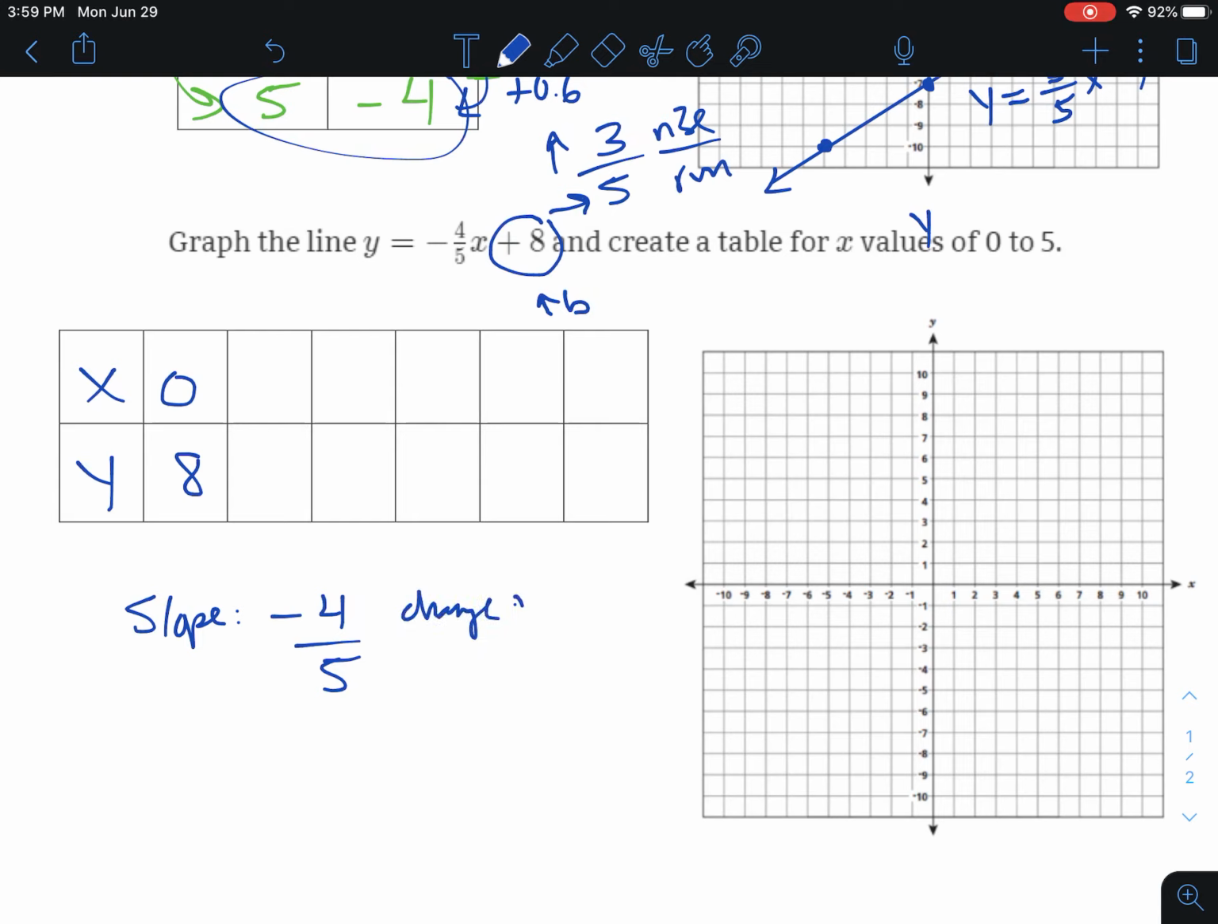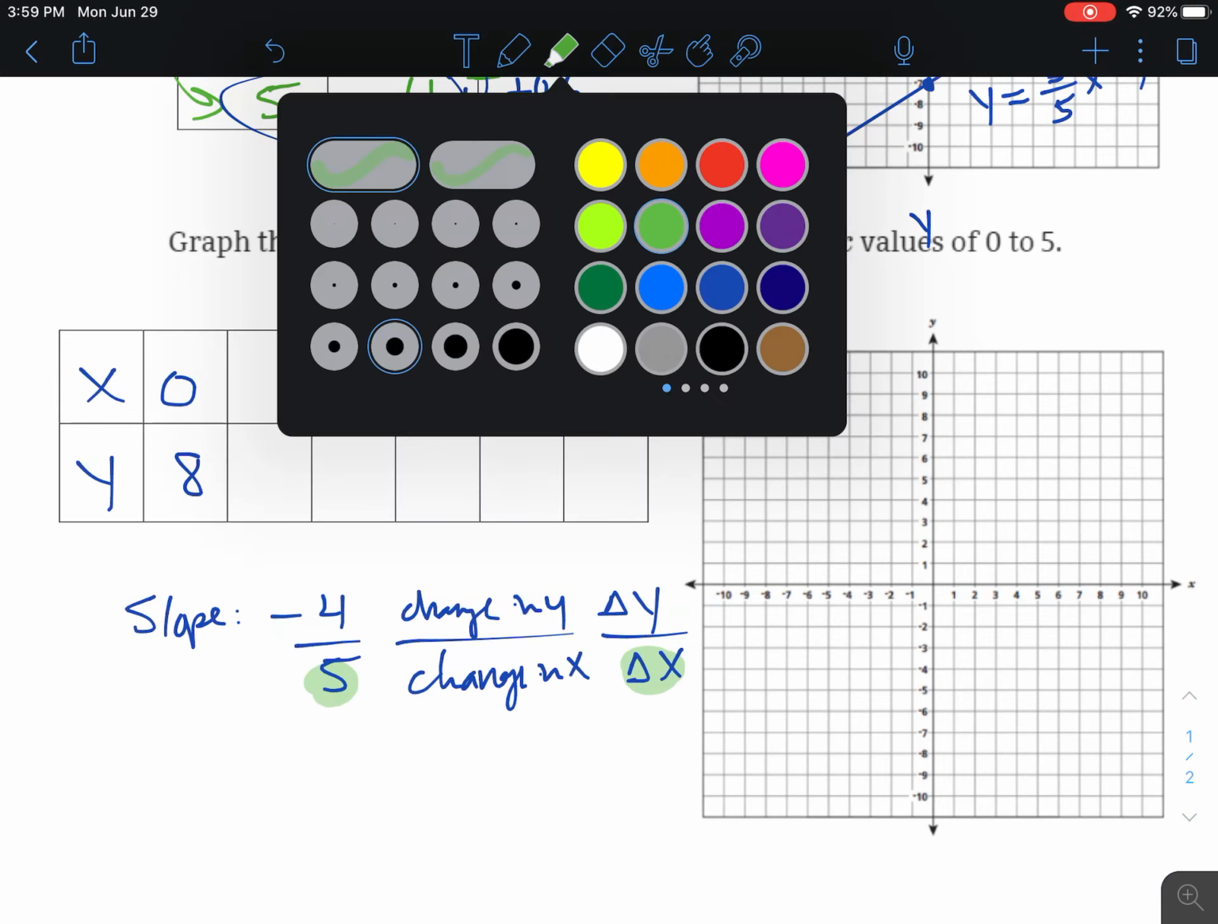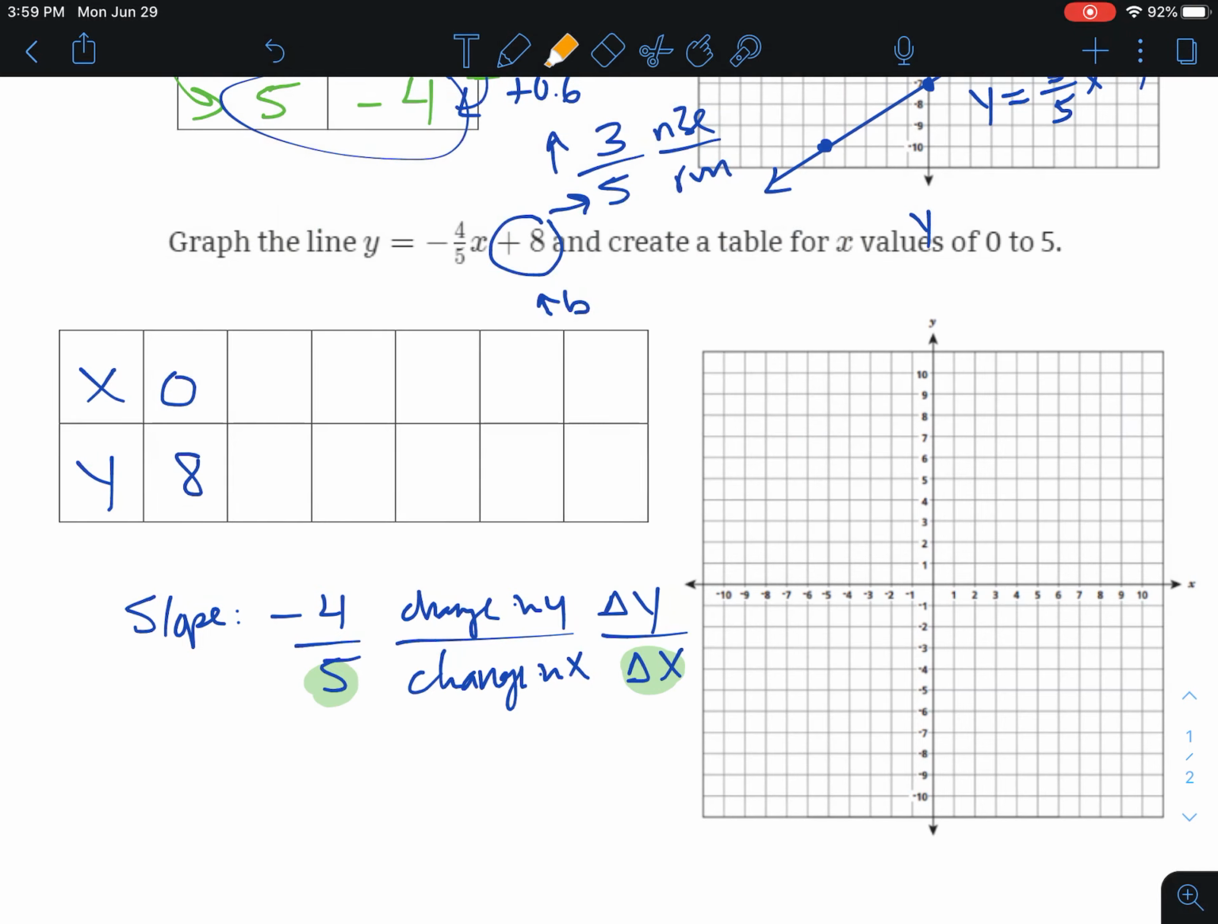So again, this is the change in y over the change in x. And a little shortcut to show that is this little triangle symbol. That means change, so change in y over change in x. So this means change x by 5 and change y by negative 4. So basically, y goes down by 4 as x goes up by 5. So if I were to do plus 5 to my x's, I would do a minus 4 to my y's. And that would work to fill out this table.